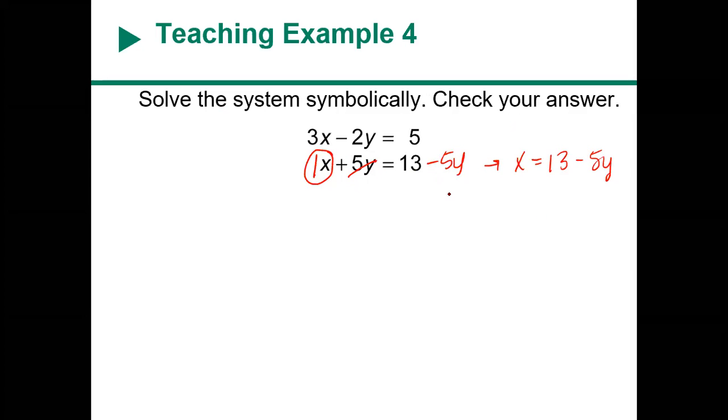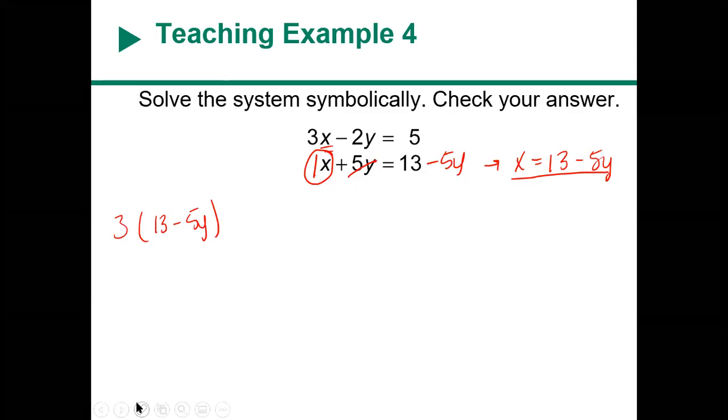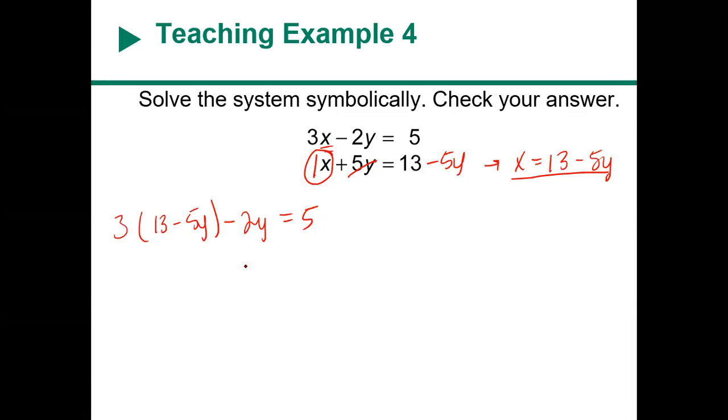That step is done. Okay, then we're going to take this value and substitute it into this equation. So we have 3 times (13 minus 5y) minus 2y equals 5. So we substituted it in, and now we're going to solve for that variable. So now we're going to solve for y.